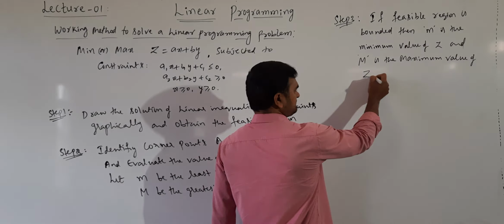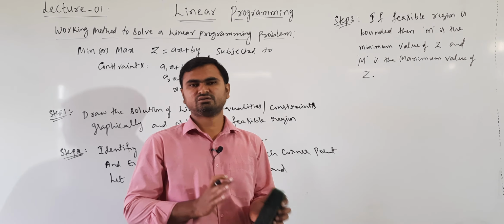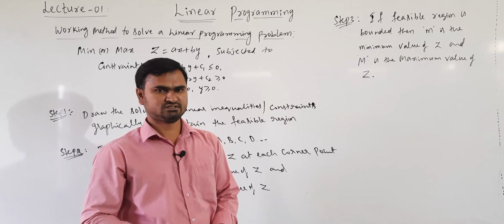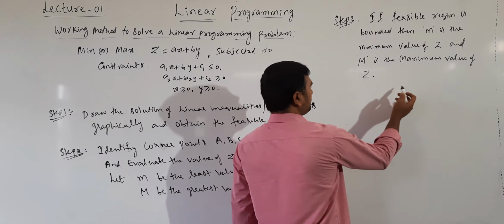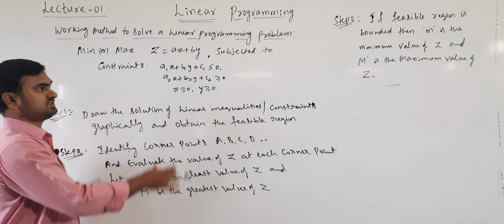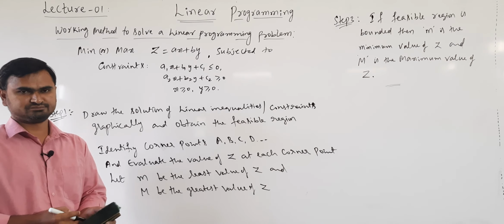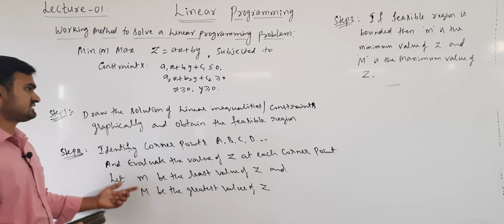If it is unbounded, minimum and maximum may or may not exist. Okay. So about that unbounded regions, now we are not going to discuss. Okay. So since it is only bounded feasible regions, we will stop here. This is a working method to solve a problem based on linear programming. Understand? So go through these steps.